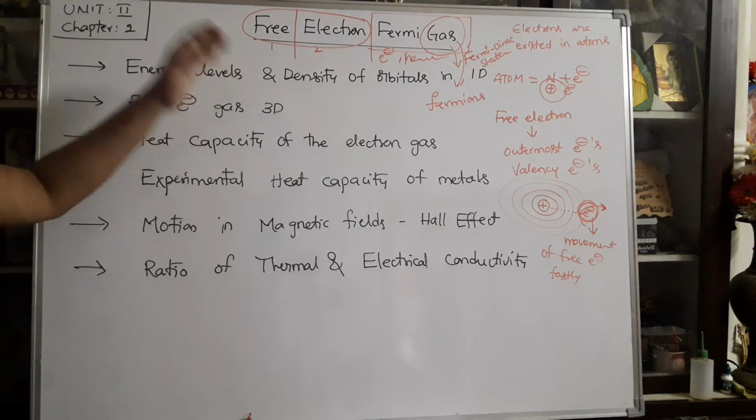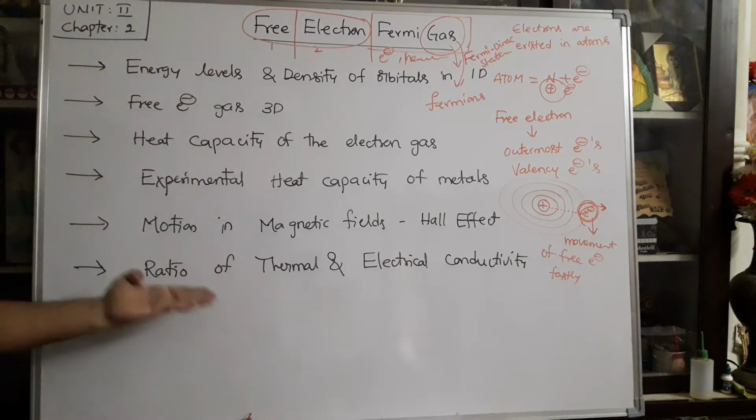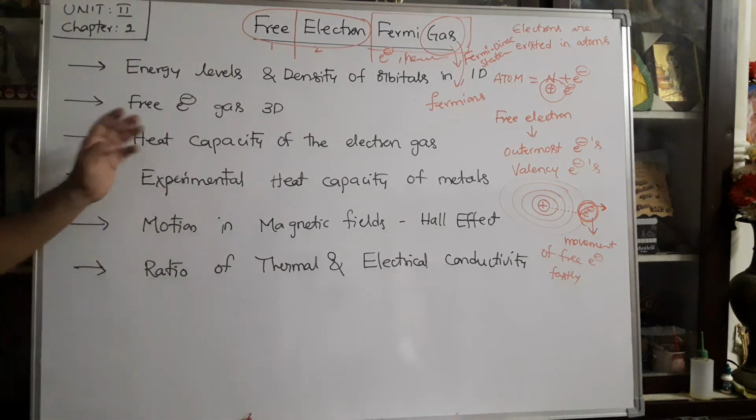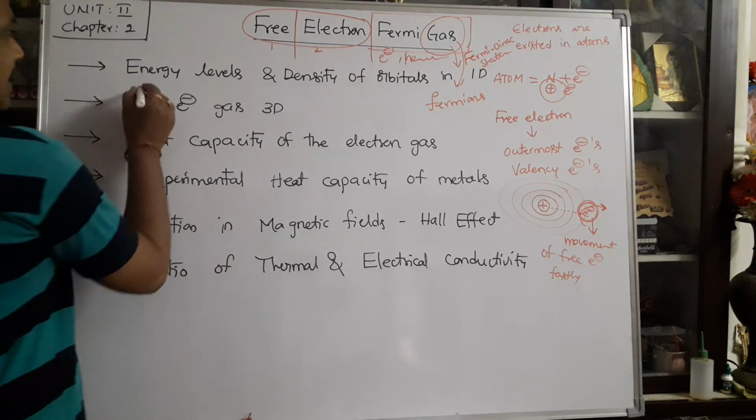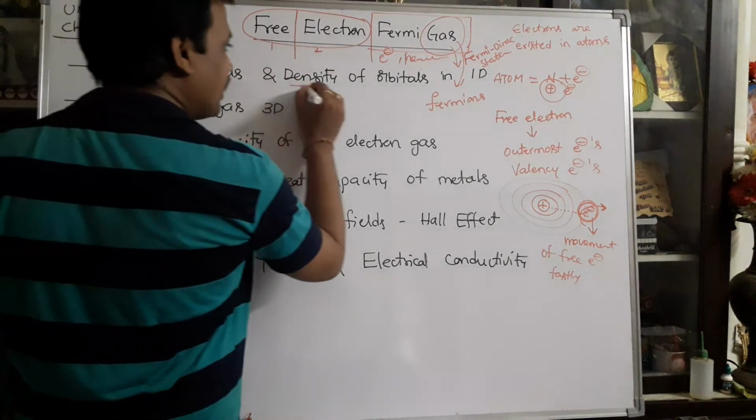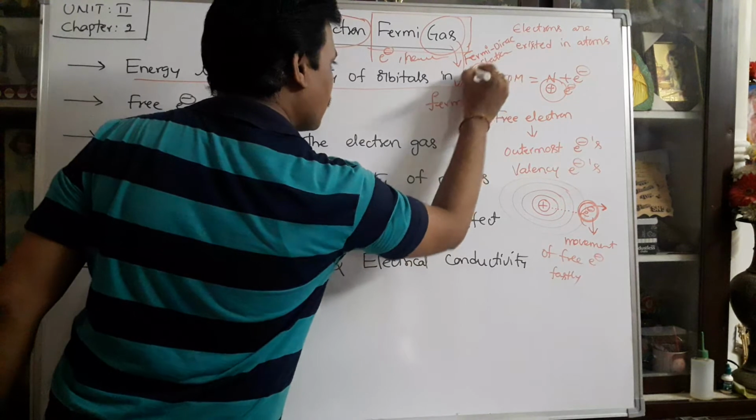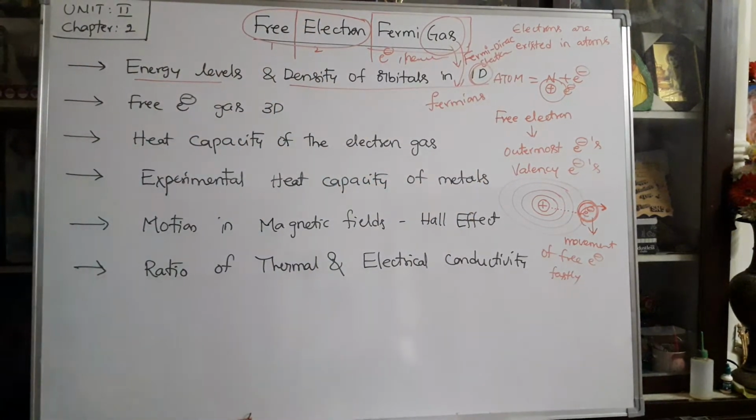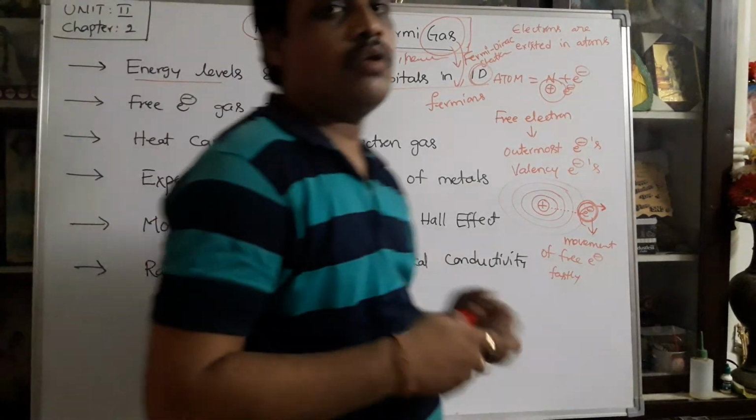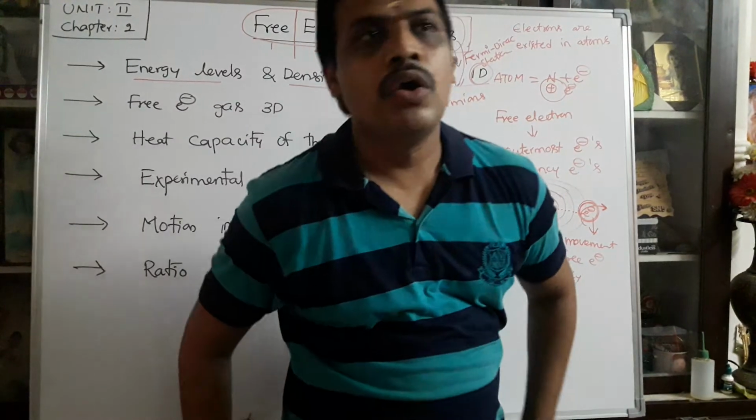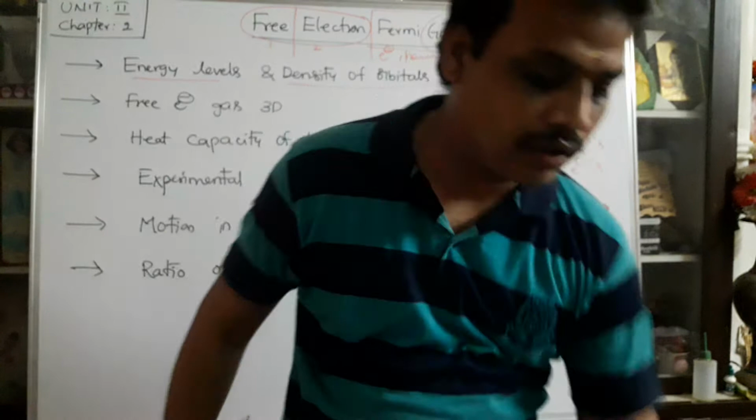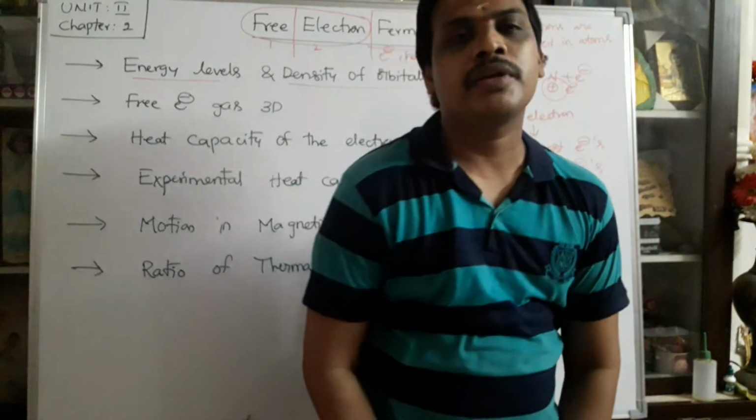In that chapter, approximately 6 topics are discussed. The first topic is energy levels and density of orbitals, particularly in one dimension. What is one dimensional? You can explain the motion of the electrons in only one dimension.